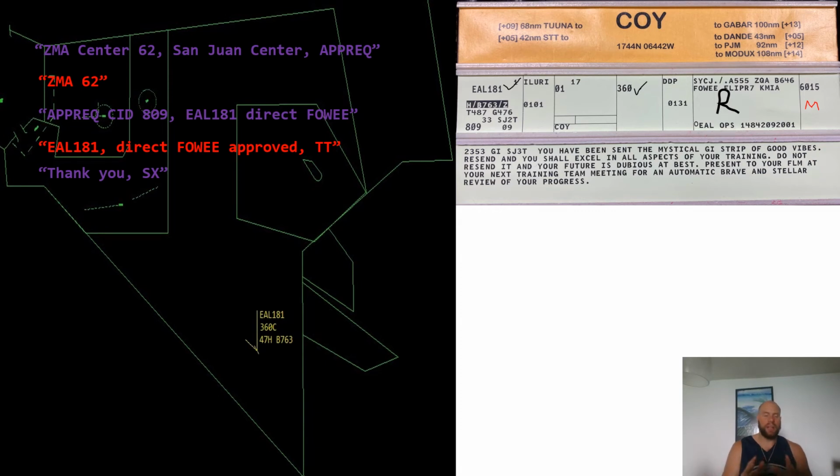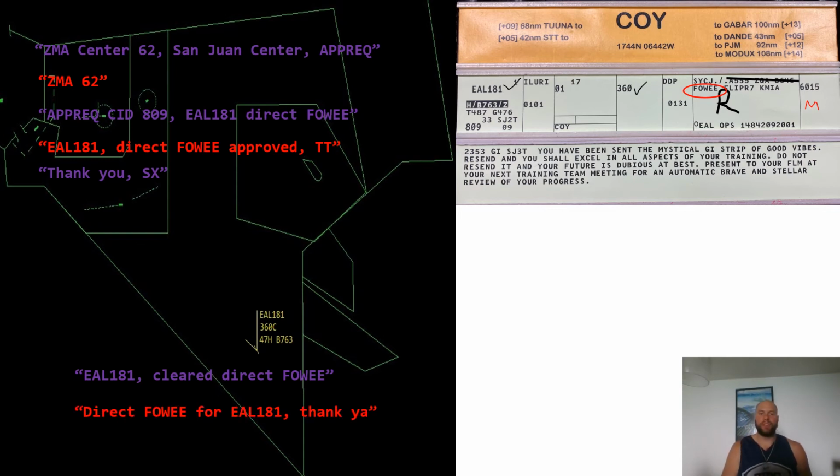Now, with that short telephone call out of the way, we are free. Circle direct FAWI in red, remember, because it's not issued yet, but it is in fact coordinated and approved by the next facility. And we are going to say, "Eastern 181, cleared direct FAWI." Cross out the route segment that is no longer applicable in the flight plan. FAWI circled in red, and we lined through everything leading up to FAWI. So the flight progress strip looks good. Direct FAWI for Eastern 181, thank you.